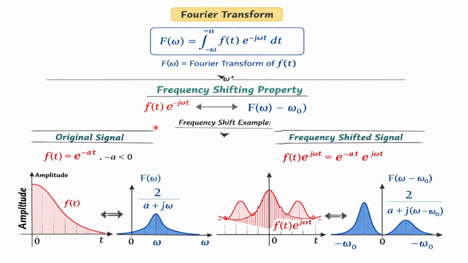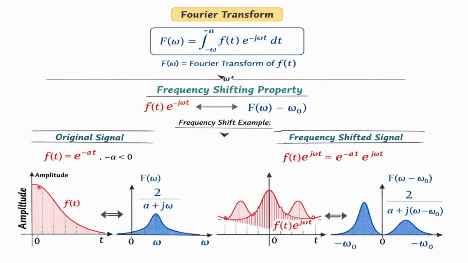And then the frequency shifting property. What is this? Now if you have f(t) times e to the power minus j omega t, and then you convert into the frequency domain, simply your frequency will be shifted by omega naught, so F(omega minus omega naught). So what are we doing here? We are multiplying with this e to the power minus j omega t, right? So remember this property; we are going to use it.